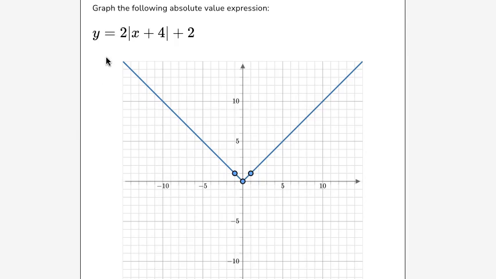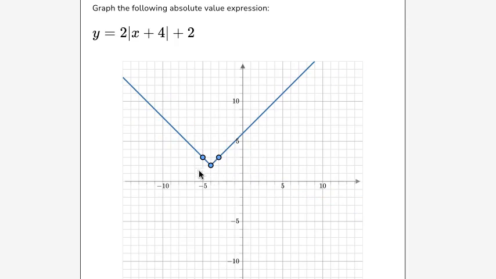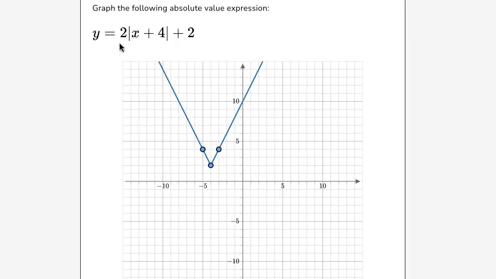So now let's graph y equals 2 times the absolute value of x plus 4 plus 2. I'll start by locating my new vertex. I need to move it left 4 and up 2. I think I'll start by making my V. Now we also have this 2 here. That means the first move is going to be twice as steep. So instead of going over 1, up 1, it's over 1, up 2. So there's my graph that is twice as steep. The vertex moves 4 units to the left and 2 units up.